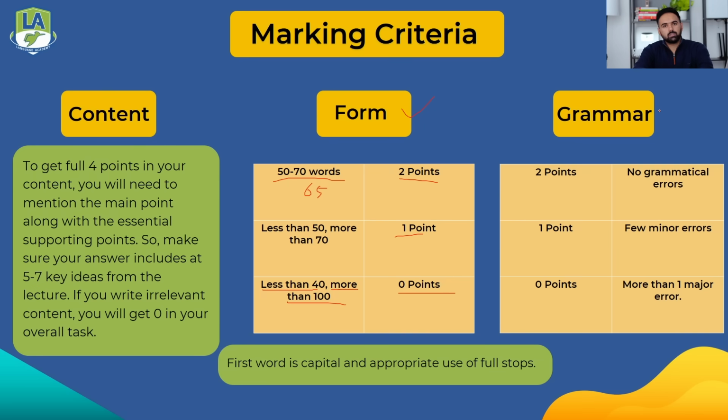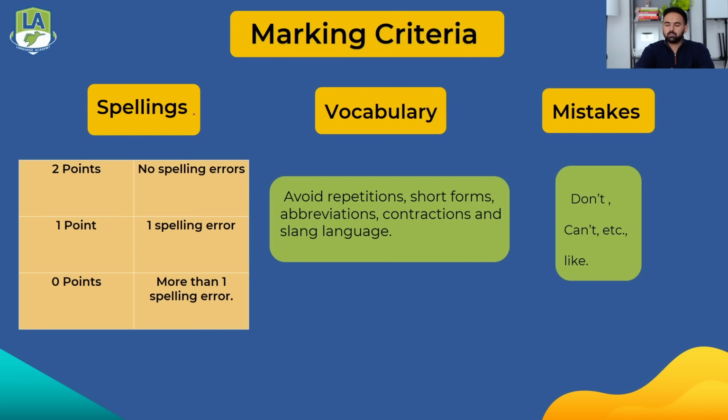Then you have 2 points for grammar and 2 points for spelling. Pretty straightforward. If you have one grammar mistake, you get 1 out of 2. No grammar mistake, 2 out of 2. And if you have more than one grammar mistake, you will be awarded 0. Same thing for spelling. No spelling mistake, 2 out of 2. One spelling mistake, 1 out of 2. More than that, 0.